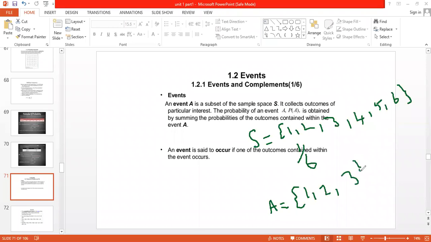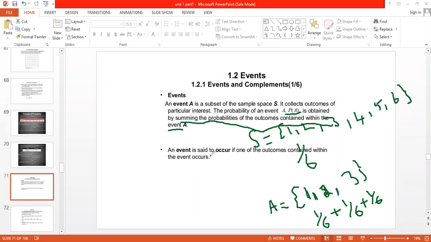How do you find the probability of A? The probability of A is equal to the probability of 1, which is 1 by 6, plus the probability of 2 plus the probability of 3. So it is the sum of the probabilities of each outcome. P(A) is obtained by summing the probabilities of the outcomes contained within the event A. We just add the probability of each outcome in this event, and that gives us the probability of A.